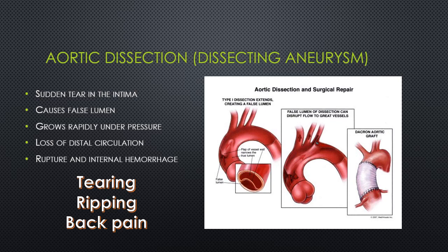It grows rapidly under pressure, and we start to lose distal circulation. This causes severe tearing and ripping pain wherever it's located, and if it ruptures, the person will rapidly bleed to death. So you can see here that the fix for this is like Dacron grafting or surgical repair. They also go inside and they can stent it from the inside, where they kind of blow up like a stent on the inside that kind of blocks blood from entering the dissected area.